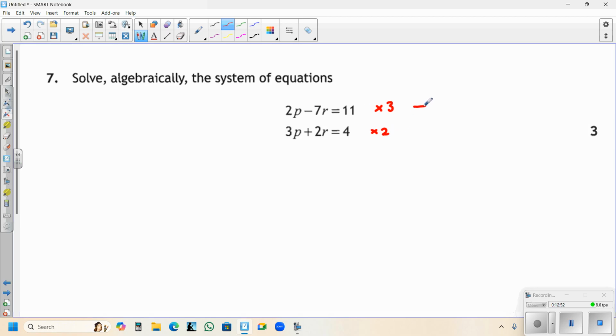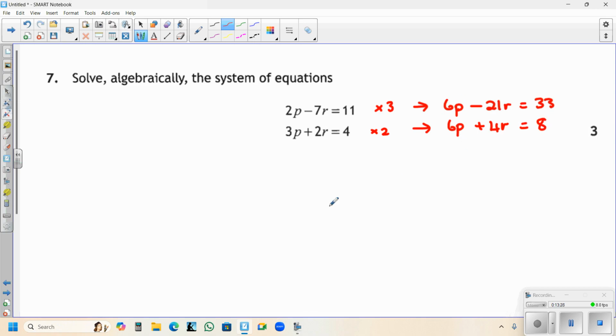And when I do that, the equations I've got, 3 times 2p is 6p. 3 times 7 is 21, and it's minus 21r. And 3 times 11 is 33. Always stop, do a quick check. 3 2s are 6, 3 times 7 is 21, and it's a negative. 3 11 is 33. Next one, 2 times 3p gives us 6p, 2 times 2r gives us plus 4r, and the next one is 2 times 4 gives me 8.